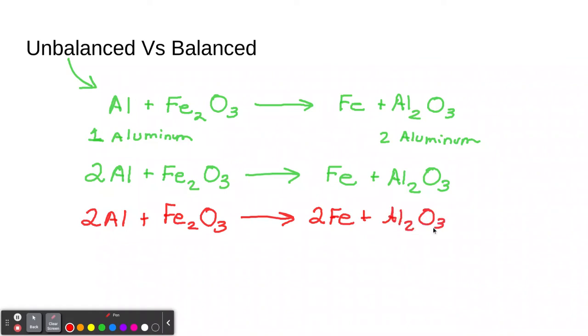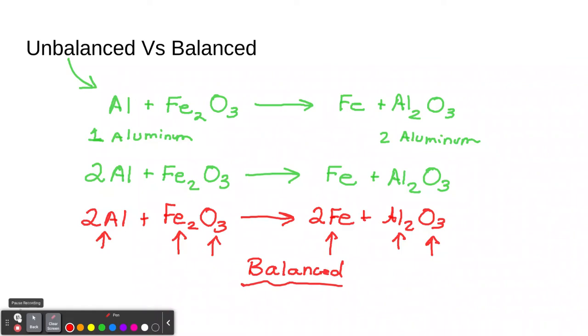Let's see if this is balanced now. We have 2 aluminum over here, 2 aluminum, 2 aluminum, 2 iron, 2 iron, 3 oxygen, 3 oxygen. This is balanced. The law of the conservation of mass stays the same. Now, we'll do a few so you understand this. Okay, clear it out, go back if you need to.